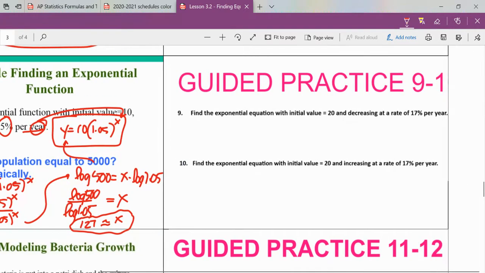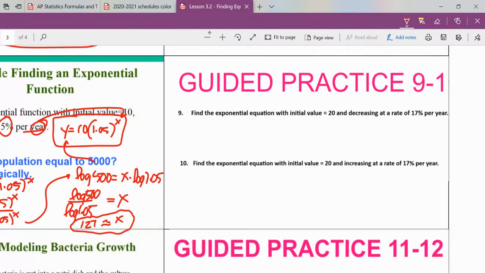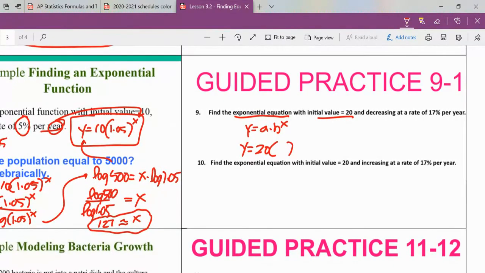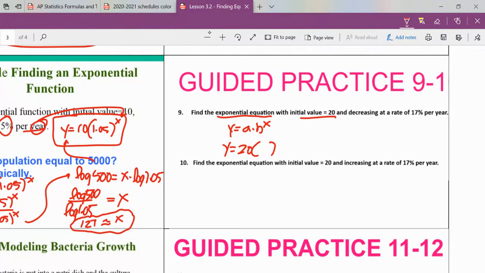All right, some more practice, just writing equations. So we're going to find an exponential equation. So again, we know exponentials are in the form y equals a times b to the x. It's got an initial value of 20. That goes in for the a spot. And it's going to decrease. It's decreasing at a rate of 17%. We've got to go 1 minus 17%. That's 83% here. X. Again, now the x will stand for every year.